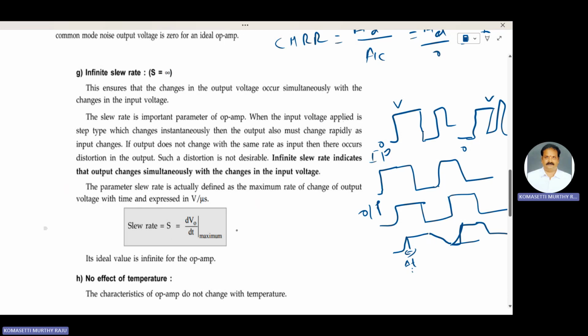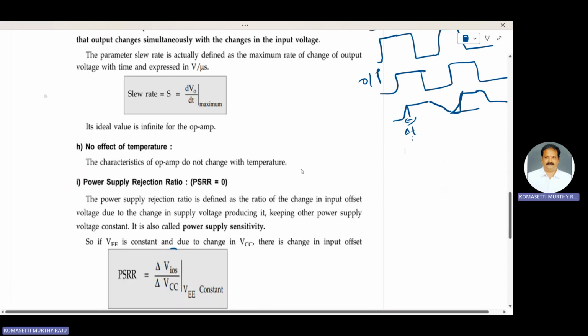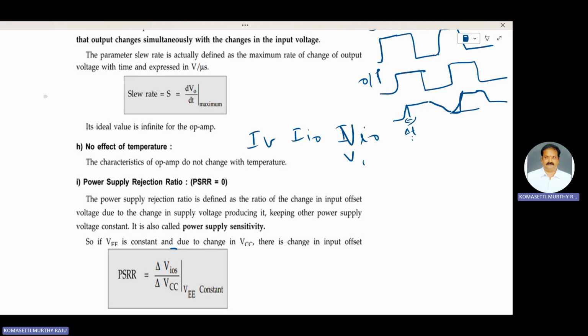Delta T is equal to 0, so slew rate is infinity. Slew rate is infinity means the shape of the output is the same as the shape of the input wave. Infinite slew rate indicates that the output changes simultaneously with the changes in the input voltage. There is no effect of temperature. As the temperature changes, some parameters are there: IB is the bias current, IIO is the offset current, VIO is the input offset voltage, and VOO is the output offset voltage. These parameters are constant even as temperature changes.